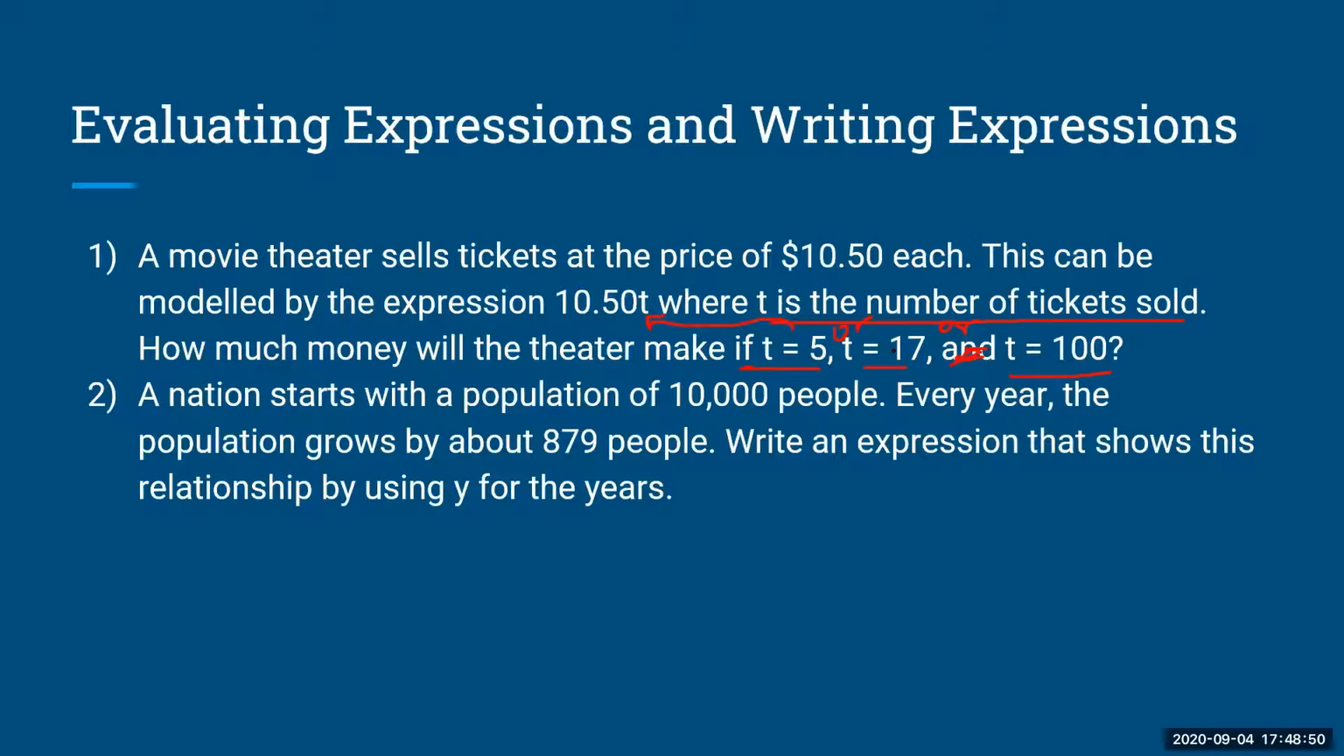1,050, because you know the trick. So if you sold 100 tickets, you would make $1,050. That's basically it, in the most simple form.